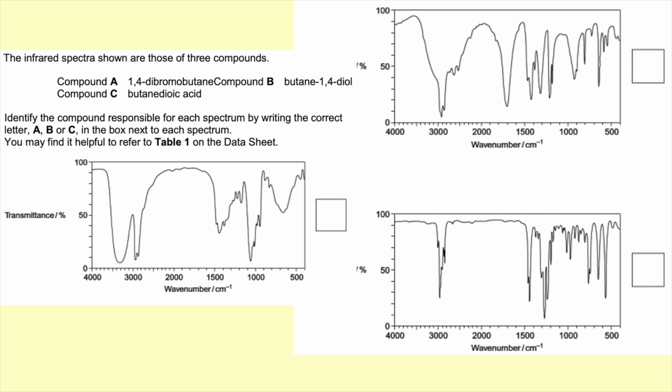What you should have hopefully picked out there, obviously pause the video if you want to have a go first yourself, is that both compound B and compound C are going to have OH groups, but B has an OH group for an alcohol and compound C has an OH group for an acid. Compound C, we should also be able to find the C double bond O group in our IR spectra, whereas our dibromobutane doesn't actually have any oxygens, so we're not going to see any OH and we're not going to see any C double bond O.